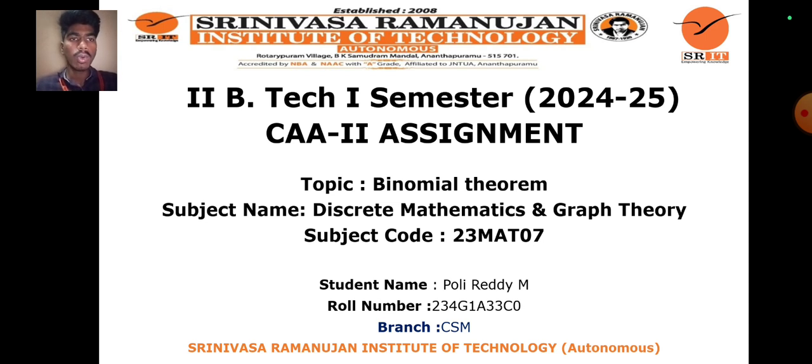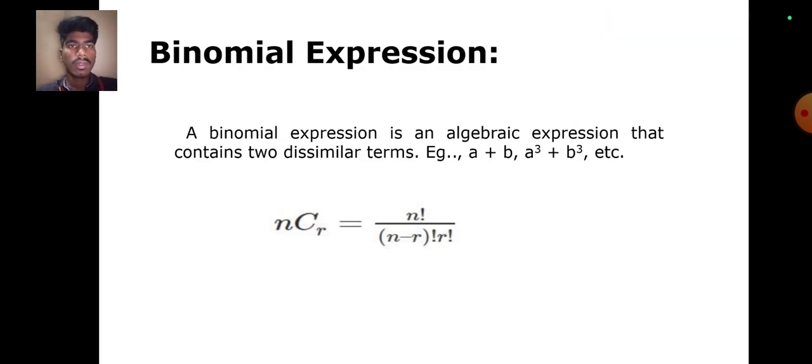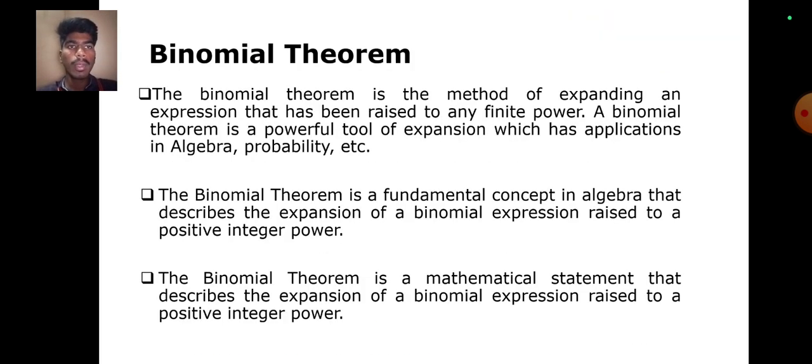Now I am going to explain about the binomial theorem. Let us discuss what it is. The binomial theorem is the method of expanding an expression that has been raised to any finite power. A binomial theorem is a powerful tool of expansion which has applications in algebra, probability, etc. It may be used in algebra and also in probability by expanding its powers.